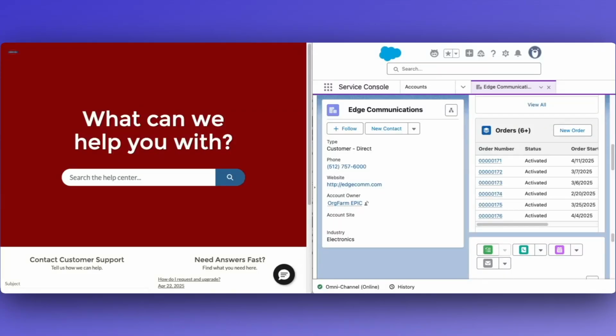In this video, we're going to look at how an Agentforce service agent can interact with a customer and put that interaction into Salesforce so that a human agent can take over and solve the customer's problem. On the right side, you see what the human customer service agent would see.